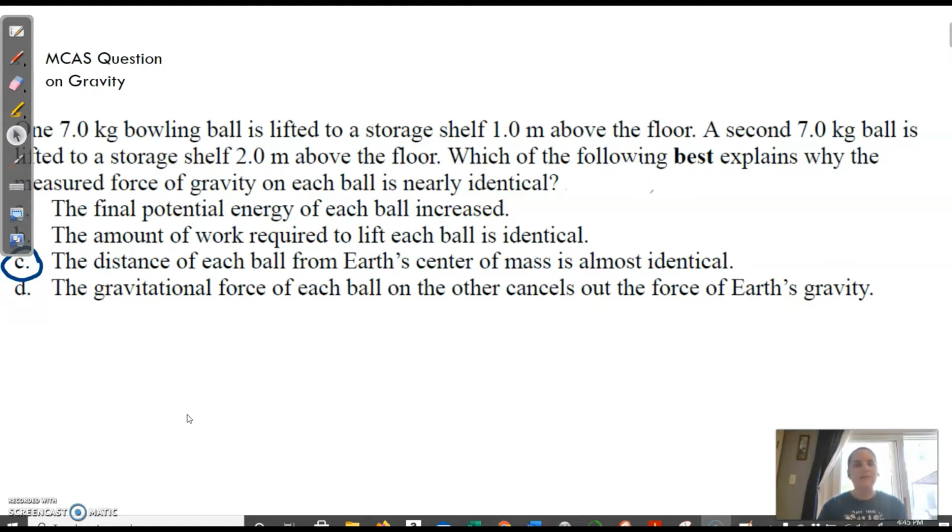So think back to the cannonball and the Earth as well. Again, really small mass, and then Earth has a really giant mass. And so what that means is, if you have to increase the distance, it has to be a really large distance, like out of our atmosphere, in order for the force of gravity to be measured differently, I should say. All right, so C is the best answer choice.